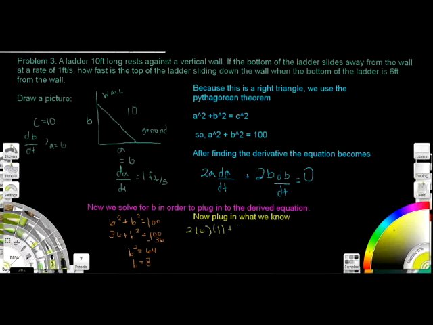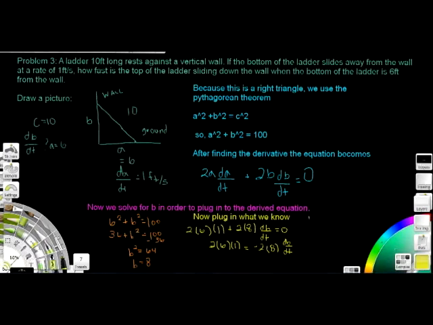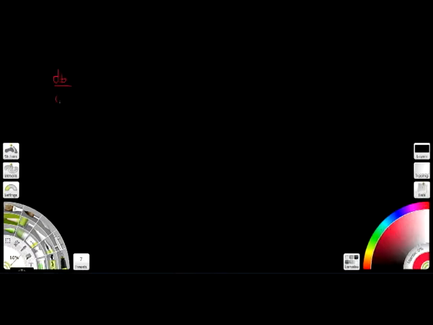2 times a, which is 6, times 1, which is dA/dt, plus 2 times 8, which is b, times dB/dt is equal to 0. 2 times 6 times 1 equals negative 2 times 8 dB/dt. 12 equals negative 16 dB/dt. Divide each side by negative 16, and we get dB/dt equals 12 over negative 16. So dB/dt equals negative 3 over 4 feet per second.